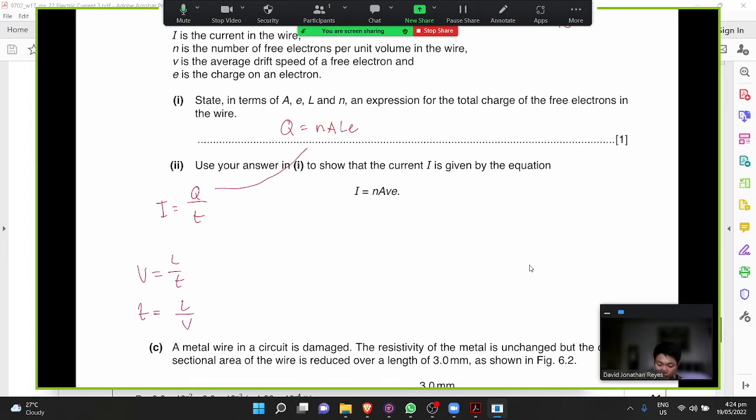From this, we can already solve it. Q, as per the earlier question, is NALe. So NALe all over the time, which is L over V. Of course, the L would cancel out and the V would be reciprocated. So that's NAVe. So the current I is NAVe, proof that this is the same correct answer. That's how you solve this problem.